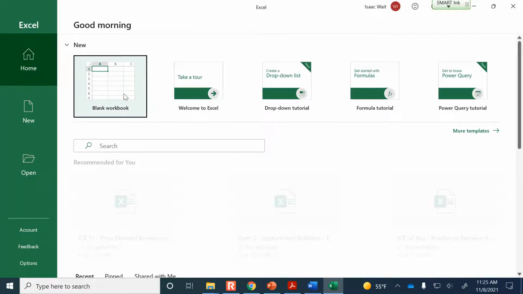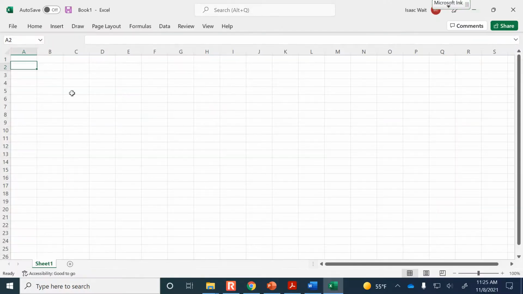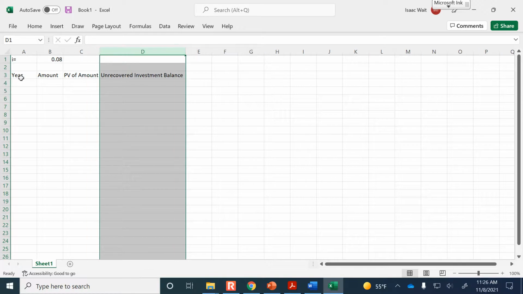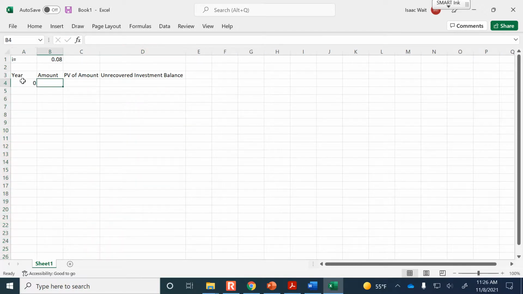And the column titles, as it's mentioned, we need to have year, amount, PV of amount, and then unrecovered investment balance. All right, and then up at the top is where we define the interest rate as 8%. Let me just make these columns the right width. Okay, so at year 0, we spend $92,000 to buy the equipment, and that's an outflow, so I'm putting the minus sign there.